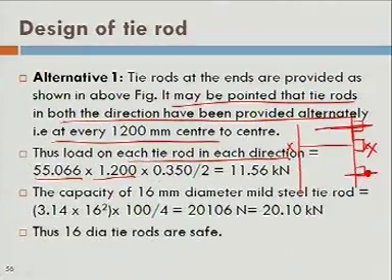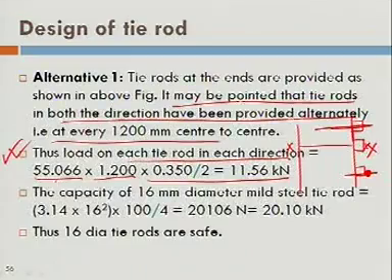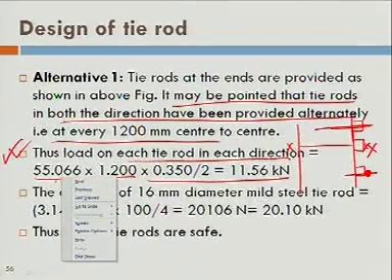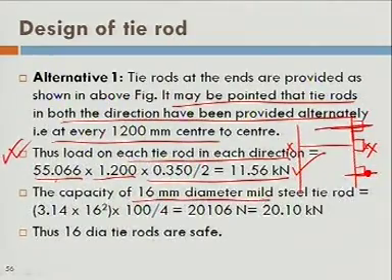Okay, so can you calculate the load coming onto the tie rod? I will just tell you how. This is the magnitude of load, pressure multiplied by the distance at which you have placed the tie rod, and this is the width. So each tie rod in each direction is taking a load of 11.56. Now the capacity of a 16 millimeter tie rod is basically pi d square by 4.